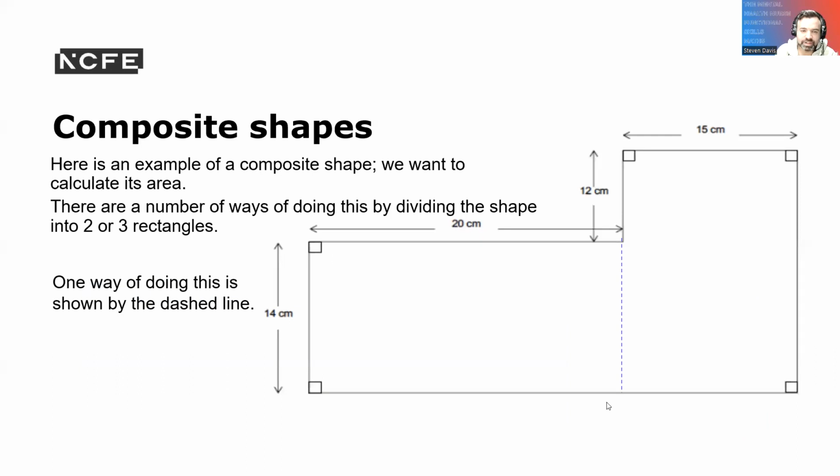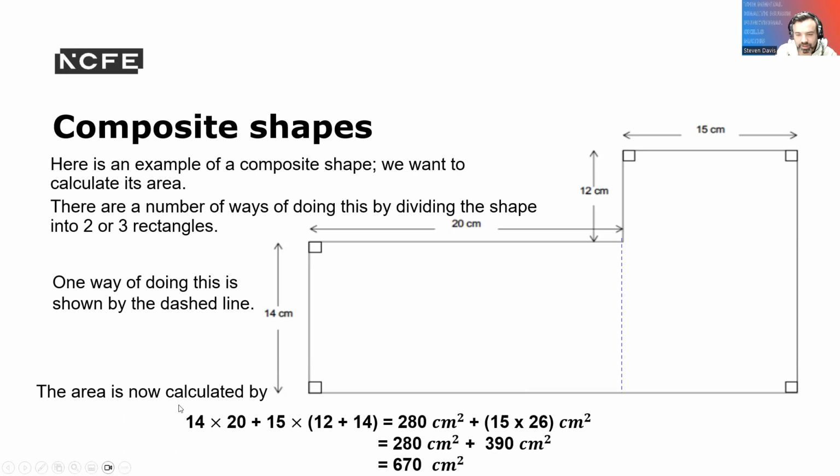If we look at composite shapes, here's an example of a composite shape where we want to calculate the area. There are a number of ways to do this. One is by dividing the shape into 2 or 3 rectangles. One way of doing this is shown in the dashed lines here, so we can break that down, and now we've got 2 separate rectangles. We could do this one here, and then this one here.